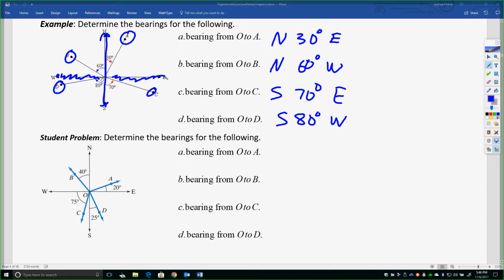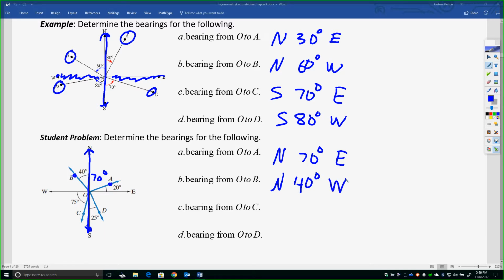All right, O to A. So I go O to A. A is right here, but the problem is I only need my north-south line. So the correct angle is actually 70 degrees from the north-south line. So that's north by 70 degrees east. O to B, from the north-south line, is north by 40 degrees west.